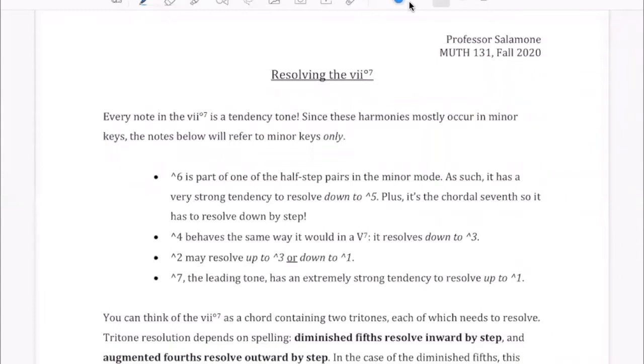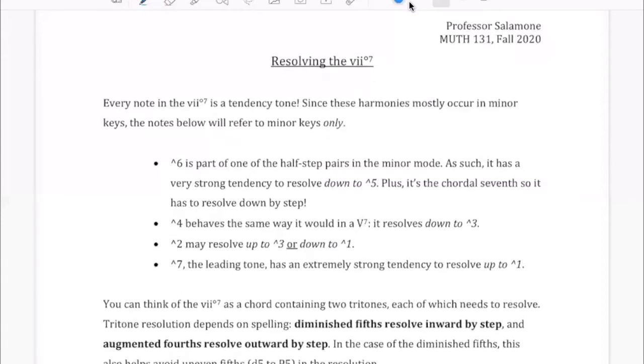Okay, guys, this is your last part writing video of the semester. So last video we talked about the vii°7, the fully diminished 7. We looked at it in context in some real life music and talked about how it functions, what its aesthetic purpose tends to be. So today we are going to just talk about how we build them and resolve them in a 4-part context.